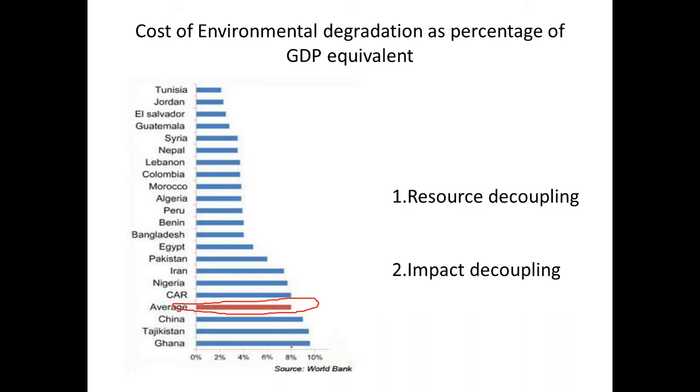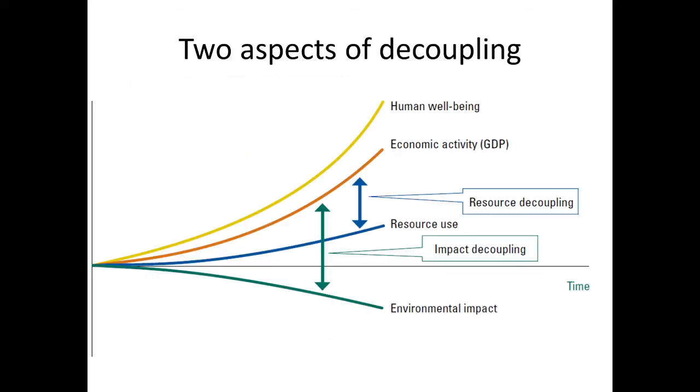So this is the list of countries. We are not going into which country is doing better or not. That is not the scope of the discussion now. That's for some other class. So basically, two decoupling processes have to happen as GDP is growing in a particular country.